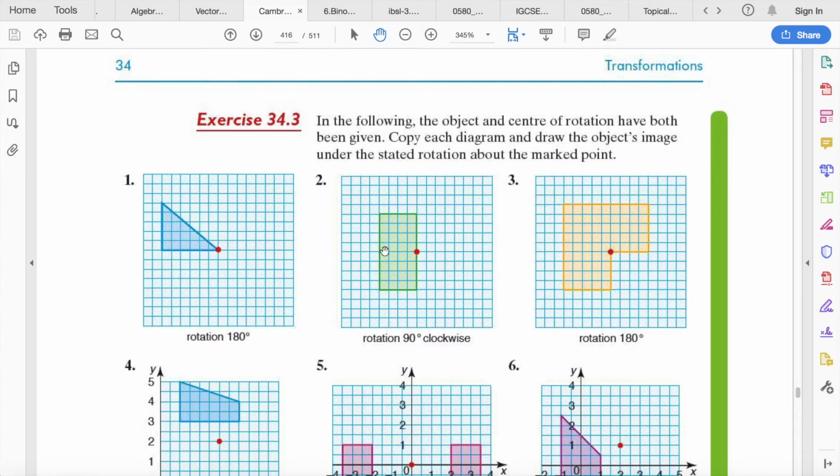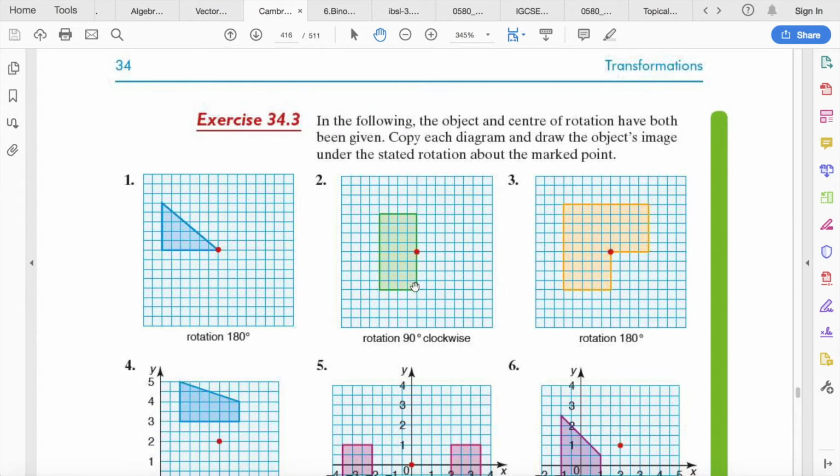Then do the same for this one. Join it to the center by a dotted line. Then make an angle of 90. Use protractor, construct an angle of 90. Then measure this distance. Whatever it is, mark it here. So it gives you the other vertex.